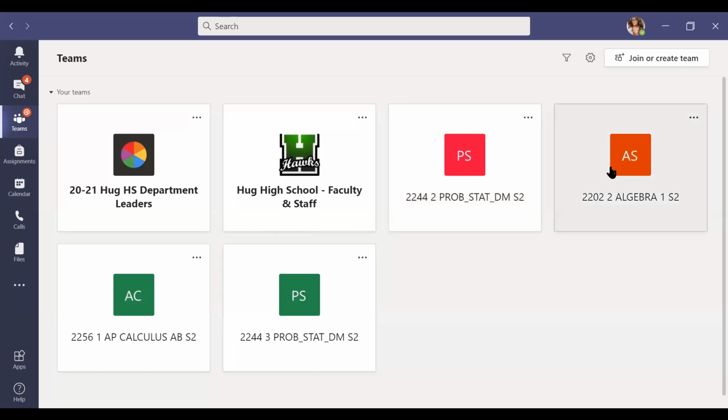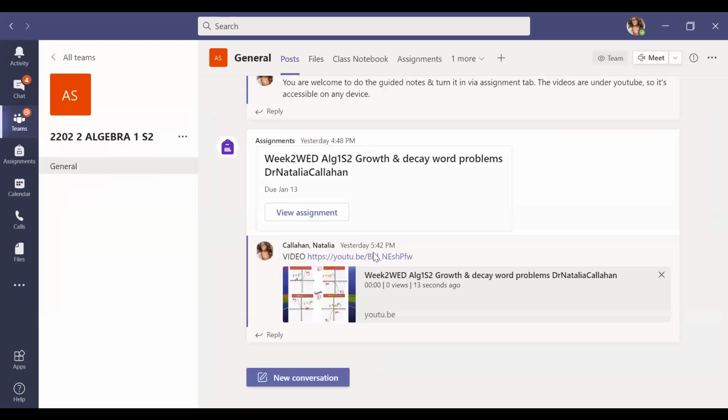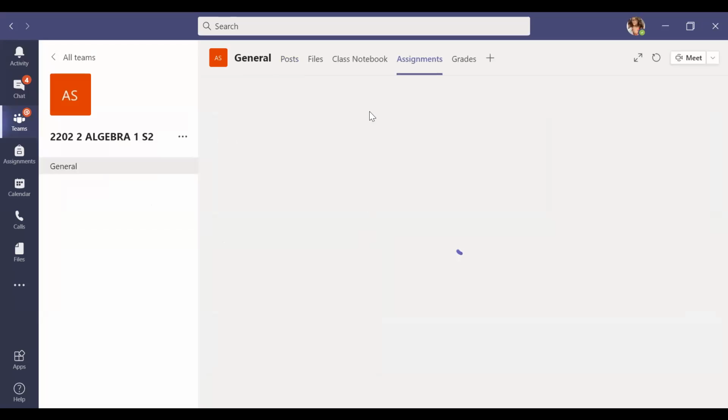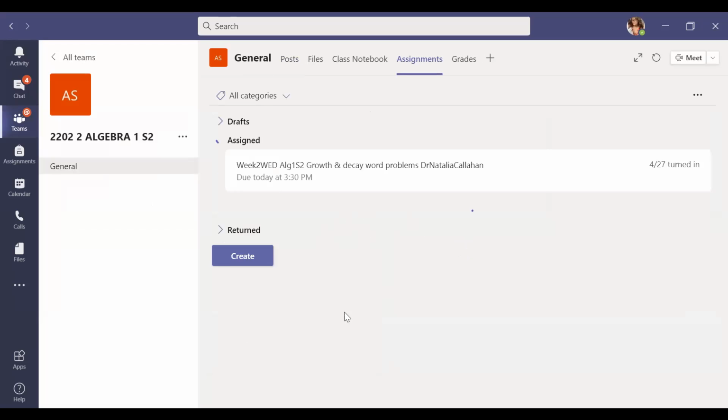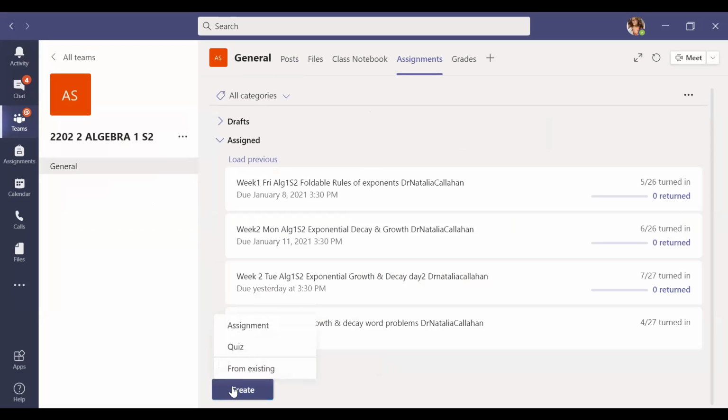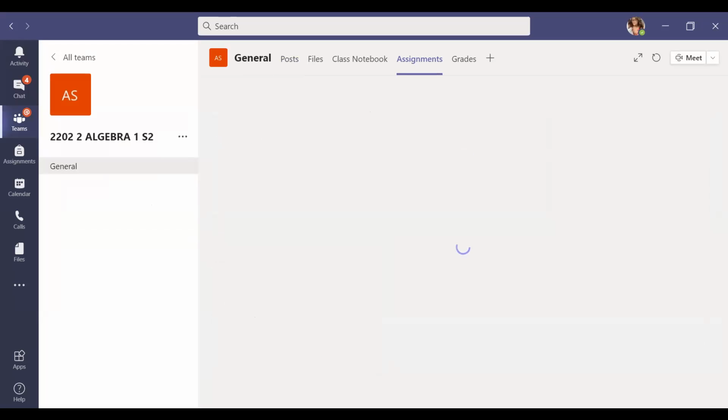Okay, let's go ahead and create the assignment for week 2 Thursday. So we're going to go over to the assignment and then go ahead and create it. Assignment.